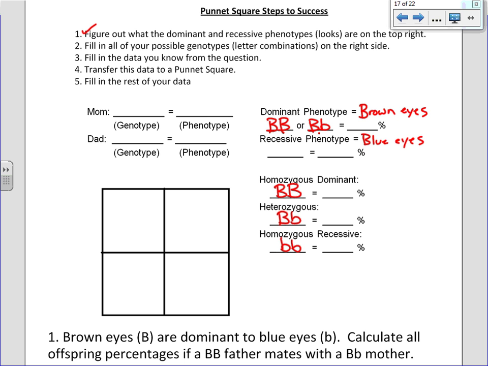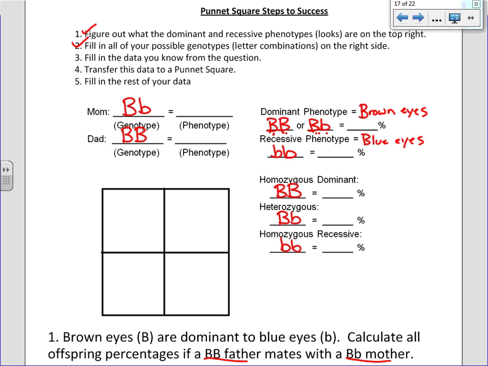All right, so you get brown eyes from one parent, brown eyes from another parent, or brown eyes from one parent and blue eyes from the other parent. You both have brown eyes. And then little b will give you blue eyes. All right, look at that. Already filled out. Step two, check. Fill in what you know from the question. In this case, all we know, again, is about mom and about dad. So we know that dad is big B, big B, and mom is big B, little b.